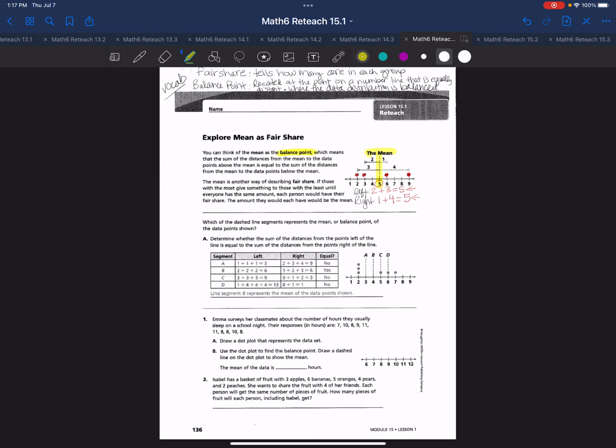And mean is another way of describing fair share as well. If those with the most give something to those with the least until everyone has the same amount, then each person would have their fair share. The amount they would have each would be the mean.